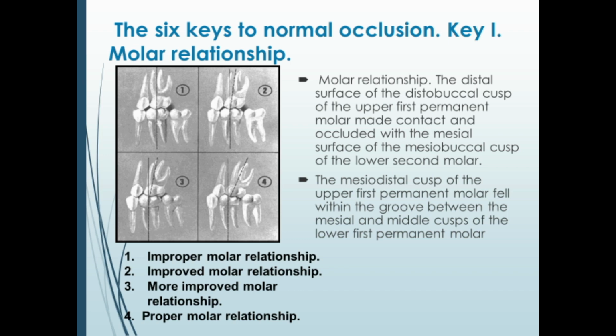Dr. Andrews in the 1960s performed a study. As a result, six keys to normal occlusion were formed. Key 1, molar relationship: the distal surface of the distobuccal cusp of the upper first permanent molar made contact and occluded with the mesial surface of the mesiobuccal cusp of the lower second molar. The mesiolingual cusp of the upper first permanent molar fell within the groove between the mesial and middle cusps of the lower first permanent molar.